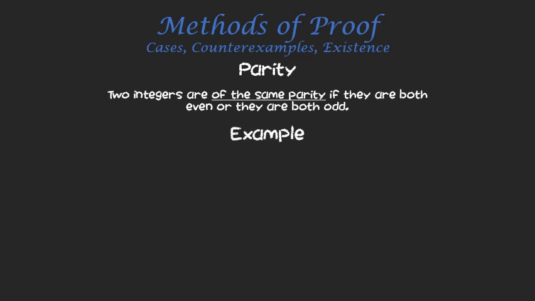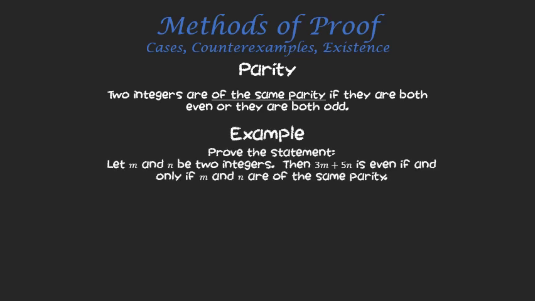So let's take a look at an example of a proof involving something like this. So here we want to prove: let m and n be two integers. Then 3m plus 5n is even if and only if m and n are of the same parity. So we'd want to start with the assumption 3m plus 5n is even and show that m and n are either both even or they're both odd. And here we're doing an if and only if. And so we'd also have to show that if m and n are of the same parity, so if m and n are both even or they're both odd, then 3m plus 5n would be even.